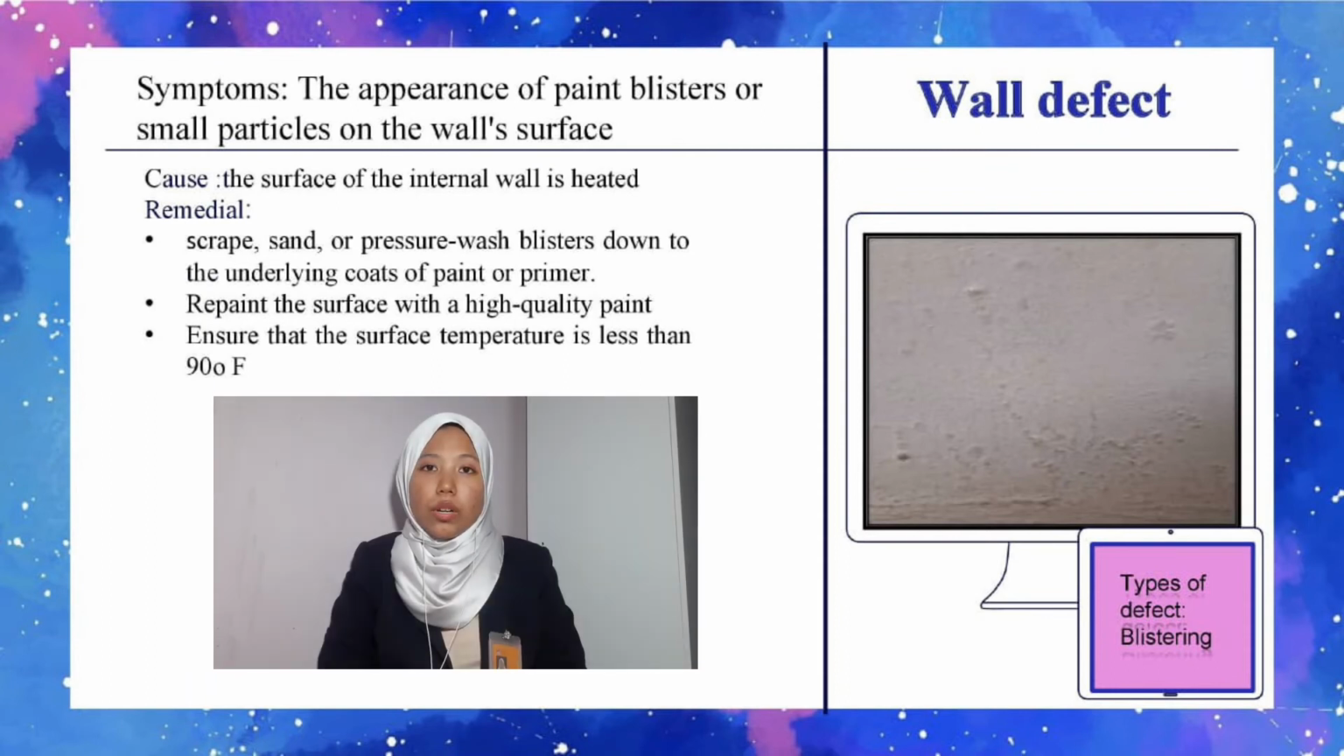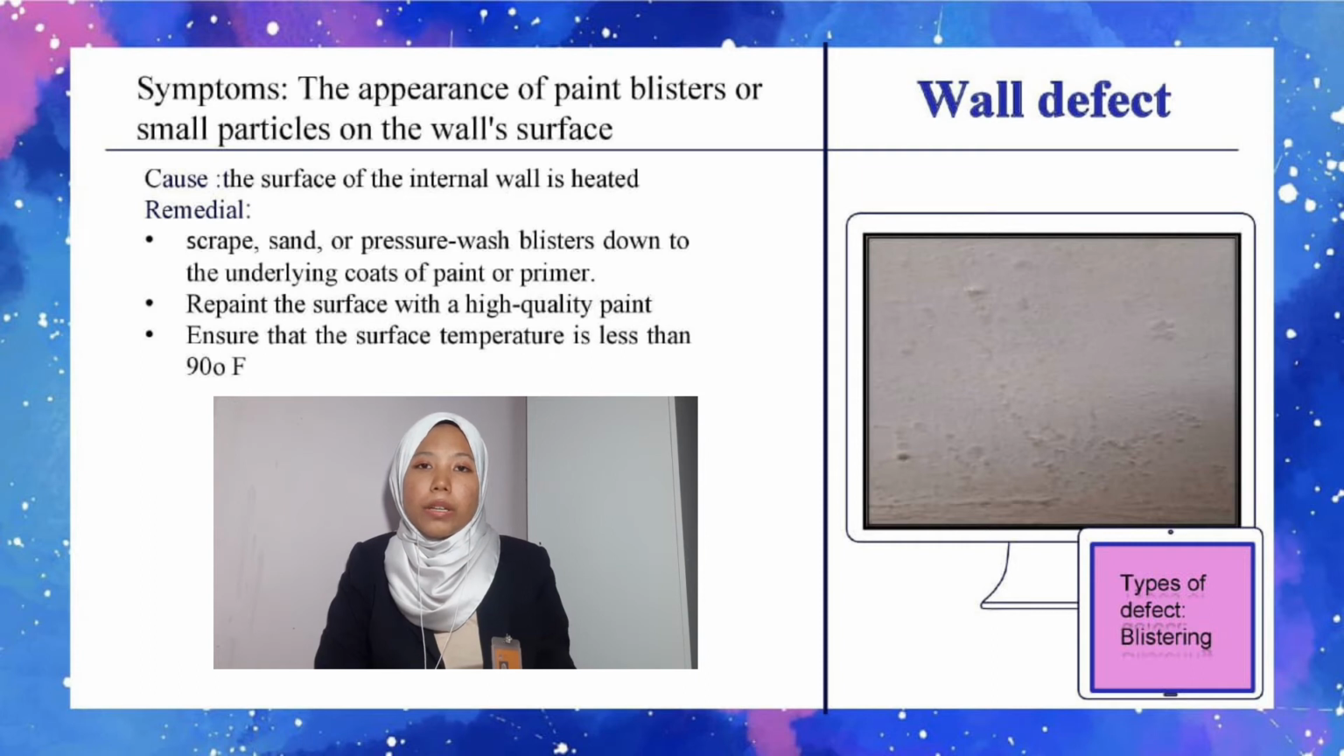Okay, the third defect is wall defect. The type is blistering. How do we identify the blistering in the wall? If we look at the surface, the wall has small particles. When the wall is exposed to sunlight, the internal wall will heat and cause the blistering.